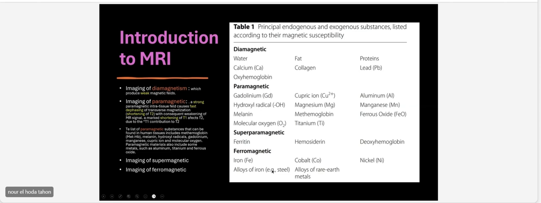So it is important to know if the patient has nickel or iron in his body, because all of this is ferromagnetic and has a very strong magnetic field. It can cause heat or can move from its place and cause damage to surrounding tissue. So it's worth knowing about the different tissues and how we categorize them.